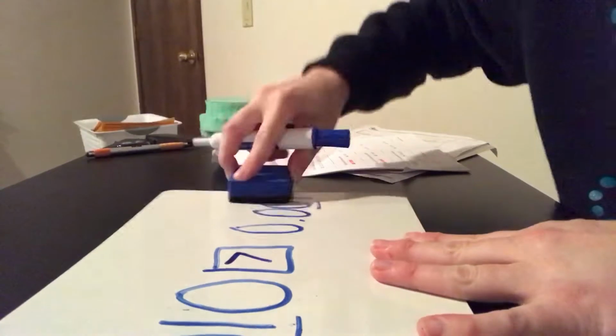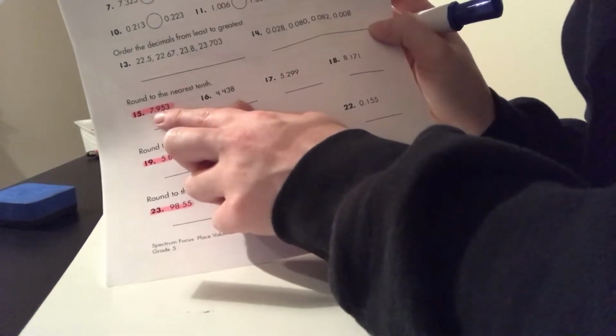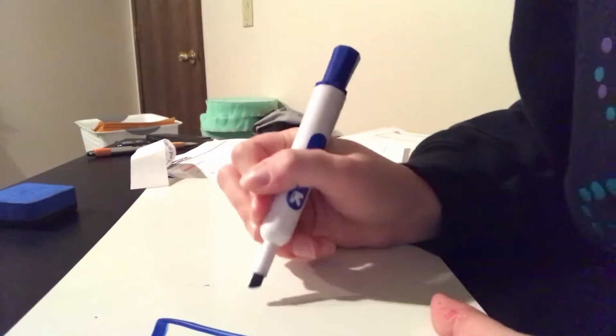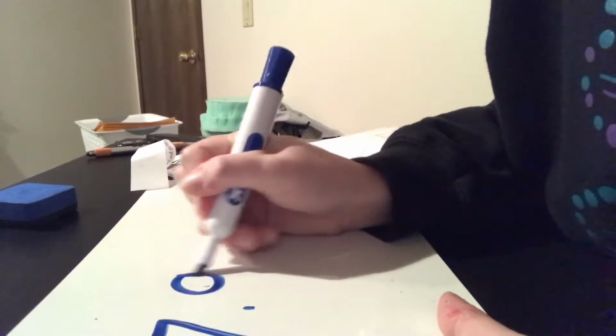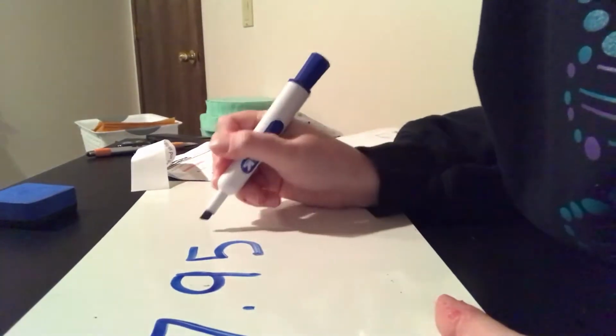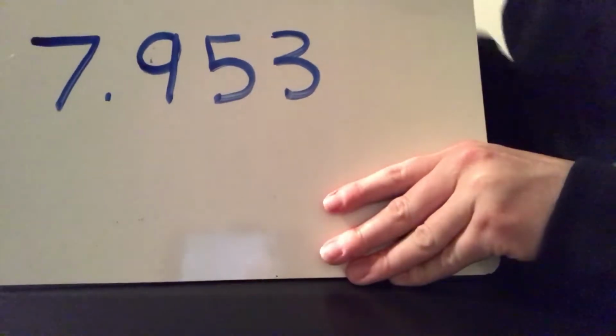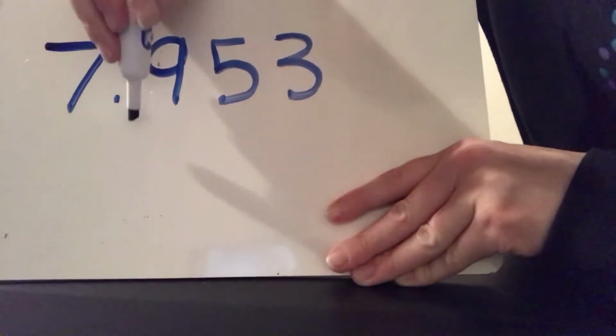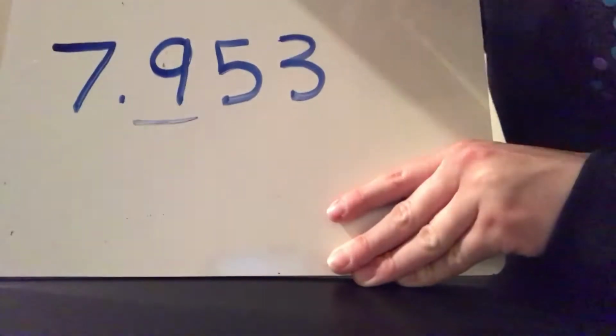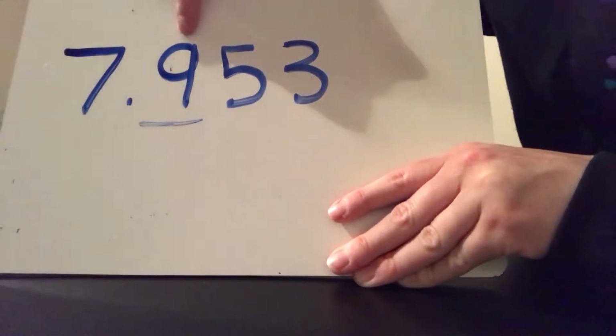Okay, I'm still on the same page because we haven't done decimals for a while. I just want to revisit some things with you guys. I'm on rounding to the nearest tenth. I'm on number 15. So I'm going to go ahead and write that number down. It's 7 and 953 thousandths. It's asking us to round to the nearest tenth. The tenth place is here, so it's asking us to round to this place value.